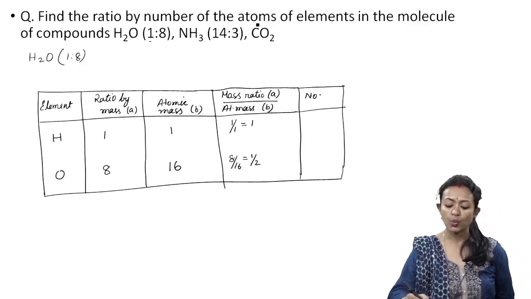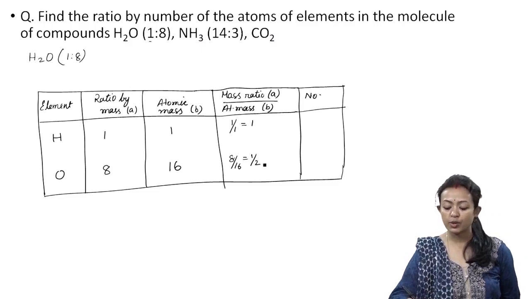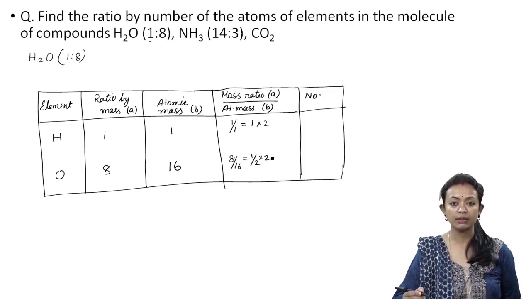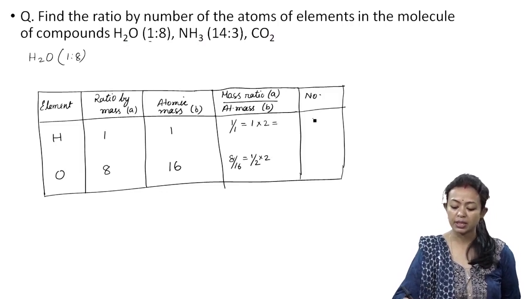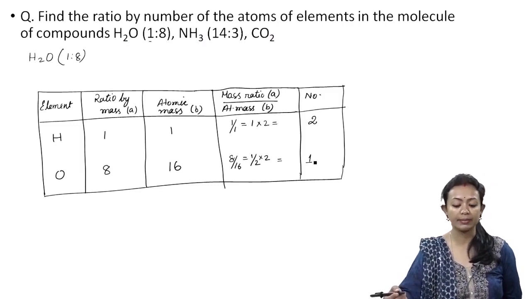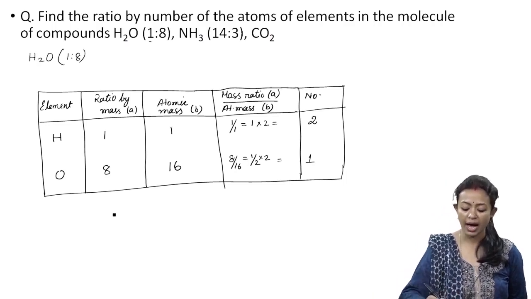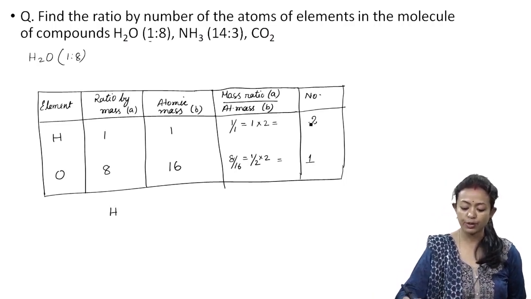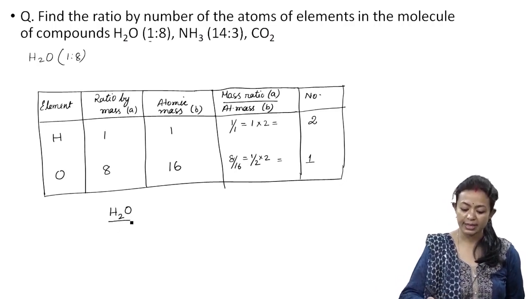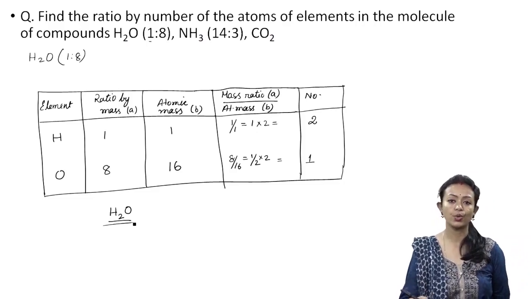So what do we do? We will try to convert this fraction into a whole number. How would you do it? We would multiply both the terms by 2. So this becomes equal to 2 and this will come to 1. That means the ratio by number of atoms of the elements in the molecule of the compound is hydrogen 2 and oxygen 1. So we find the chemical formula as H2O.